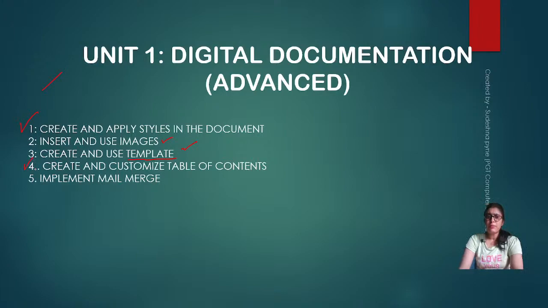Number 4 is create and customize table of contents. As you know, if you have done MS Word before, in Word we can create our own table. In Open Office as well we can create our own tables. We can use predefined designs of tables, as well as customize our tables. That's why it is written create and customize table of contents.